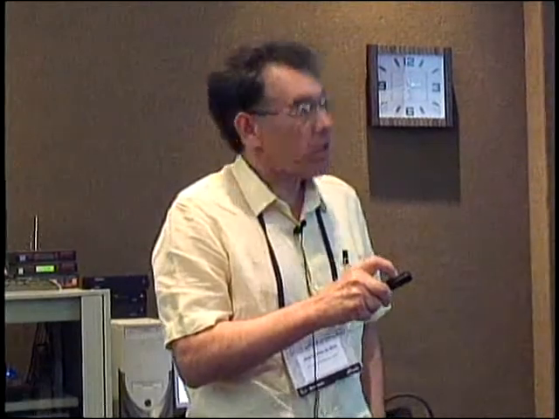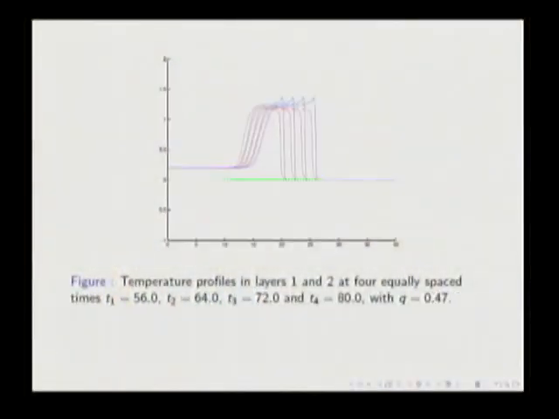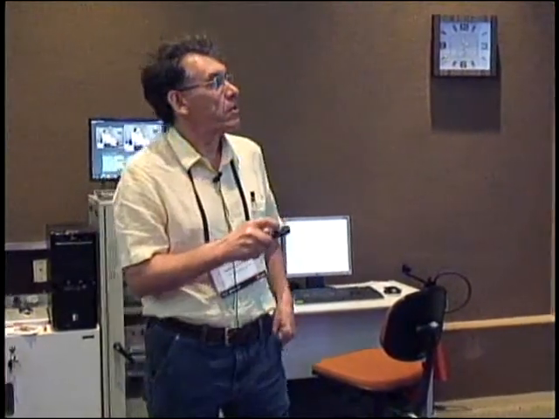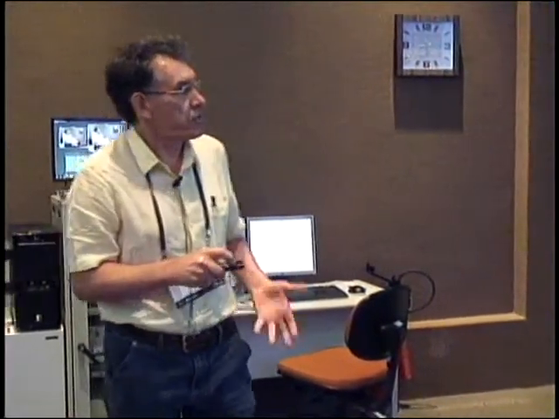When this coefficient is small, really we don't have a traveling wave. But if we restrict the system of parameters such that the velocity in both layers is the same, we can also prove traveling waves. Okay? The same thing.